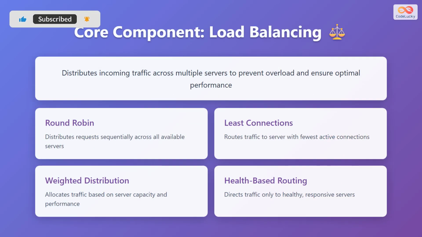Load balancing distributes incoming traffic across multiple servers to prevent any single server from becoming overloaded and to ensure optimal performance. Several algorithms determine how traffic is distributed. Round-robin distributes requests sequentially across all available servers, ensuring even distribution in most cases. Least connections routes traffic to the server with the fewest active connections, which works well when requests have varying processing times. Weighted distribution allocates traffic based on server capacity and performance, allowing more powerful servers to handle proportionally more requests.